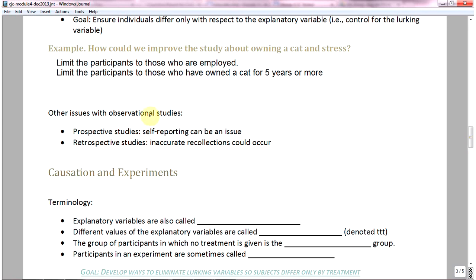Okay, some other issues with observational studies that could come up. With prospective studies, self-reporting can be an issue. Okay, same with the survey. With a retrospective study, someone may have an inaccurate recollection of events, so the results may not be as reliable.